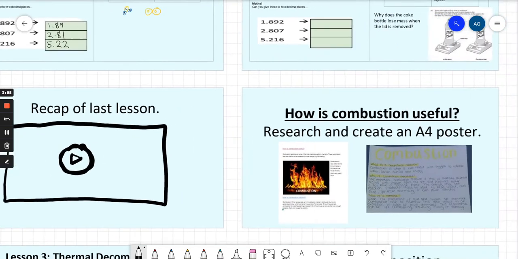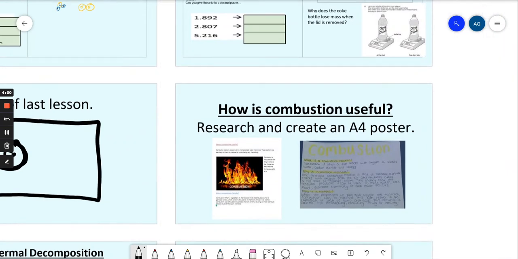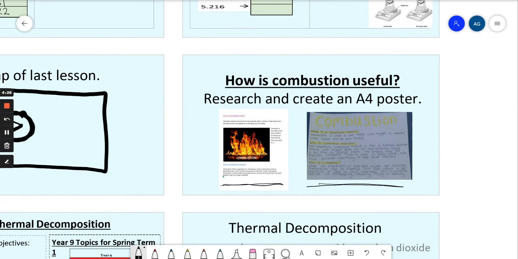Well done on all of the lovely posters that I saw. They were absolutely brilliant, but not everyone handed a poster in, which I was slightly disappointed about. So if you could, I'd really love to see your beautiful posters. I've got two beautiful examples here, one done on a computer and one done on paper. And they're both perfect examples of what I was looking for in your combustion posters.